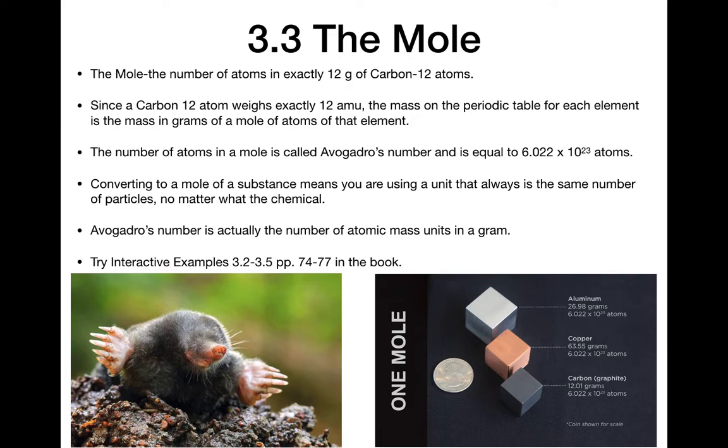Bottom right here we have 3 different examples of aluminum, copper, and carbon, and we have the same number of atoms in each of these cubes, and as you can see, they're approximately the size that would fit in the palm of your hand. A quarter is shown there for reference. The copper may weigh the most. The aluminum might have the most volume, but they all have 6.022 times 10 to the 23rd atoms.